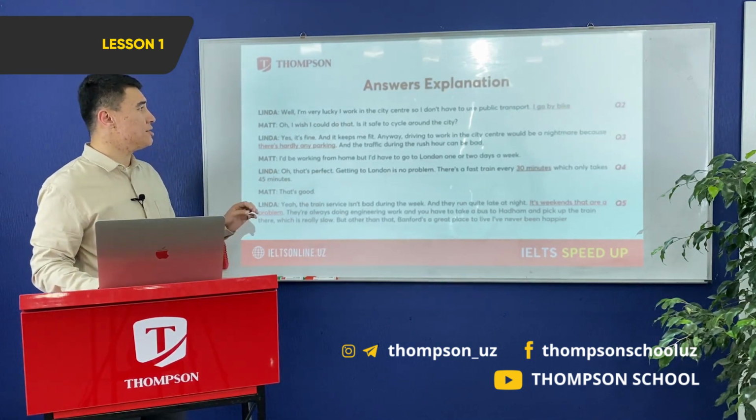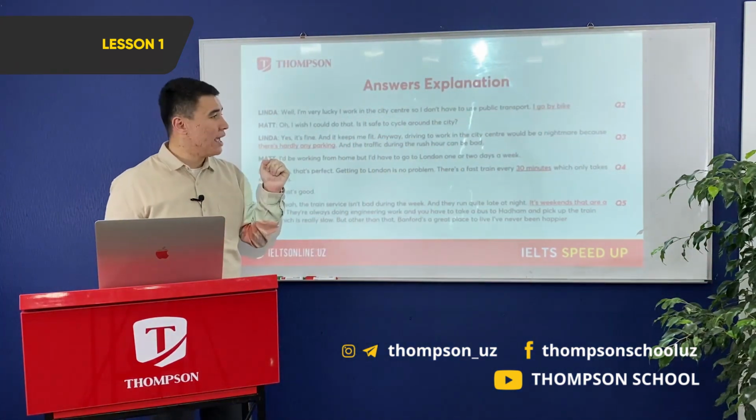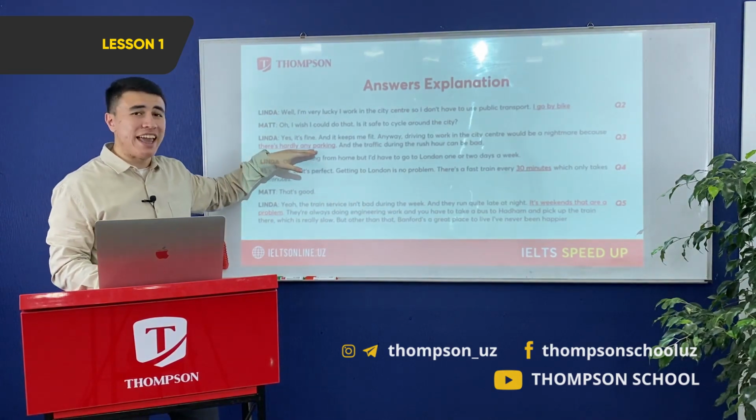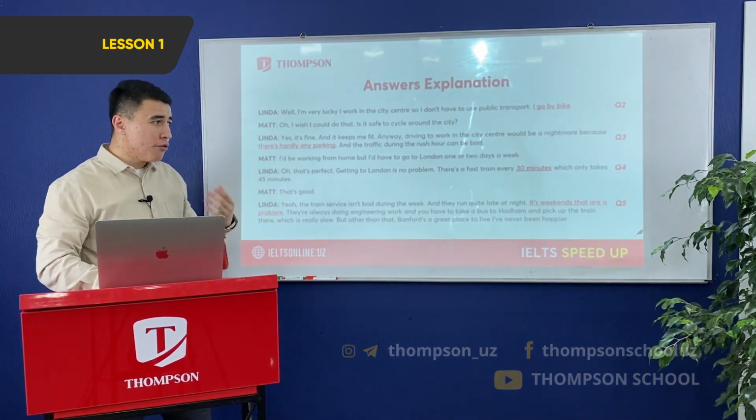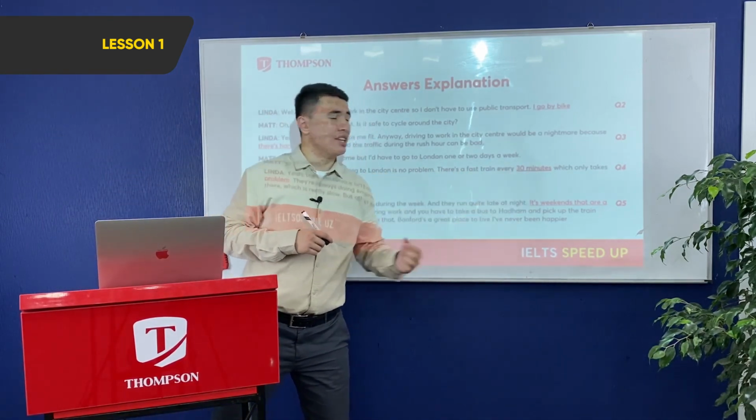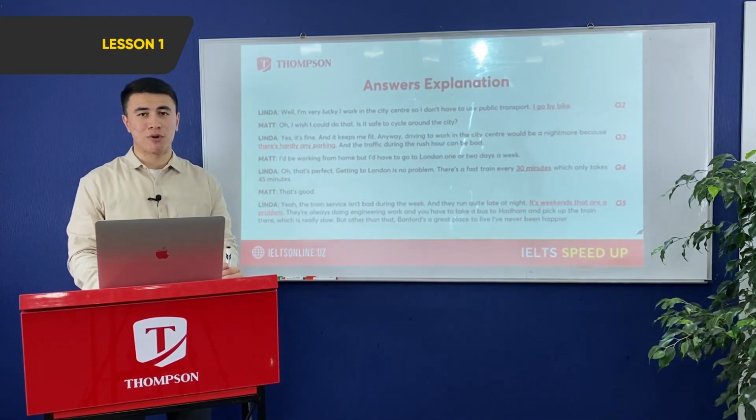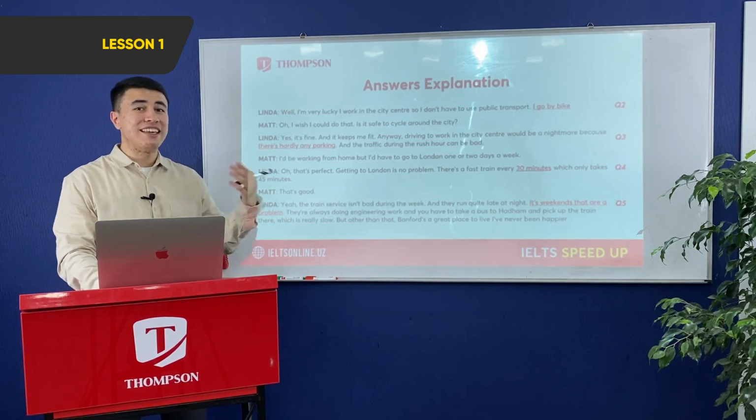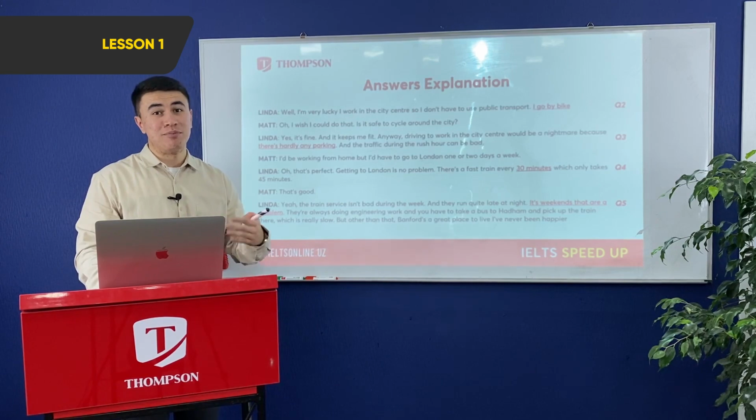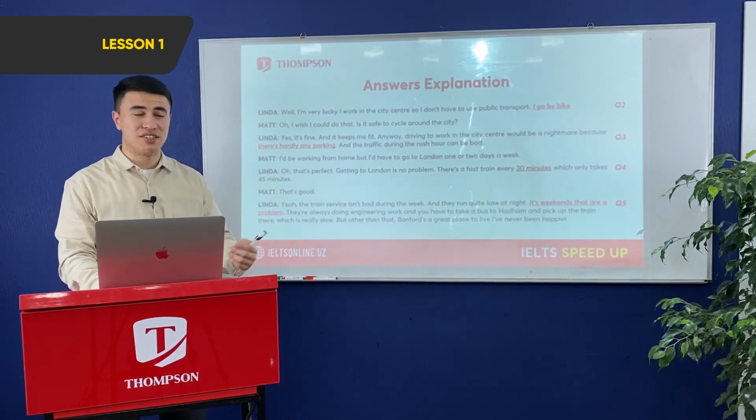For question number 2, she mentions that she goes by bike. And for question number 3, she said there is hardly any parking. And for the next question, there is a fast train every 30 minutes, which only takes 45 minutes. And of course, you should be cautious, because in the question we have to write the answer about the period of trains, not the duration of the trip.